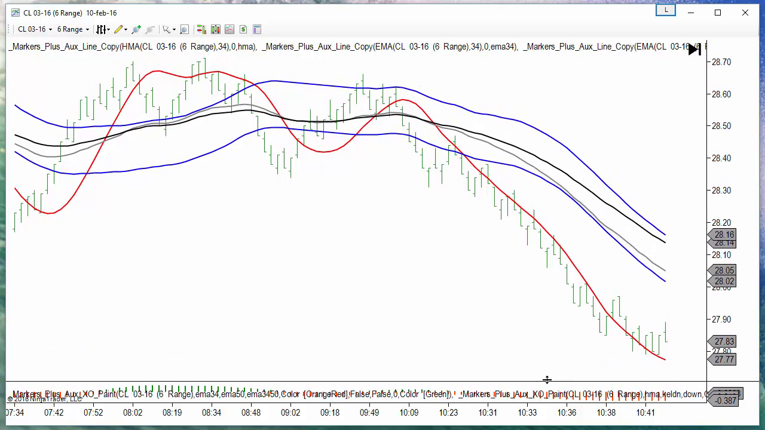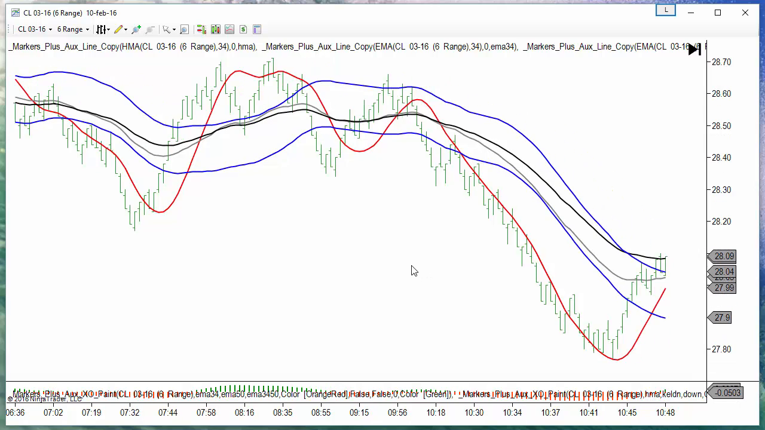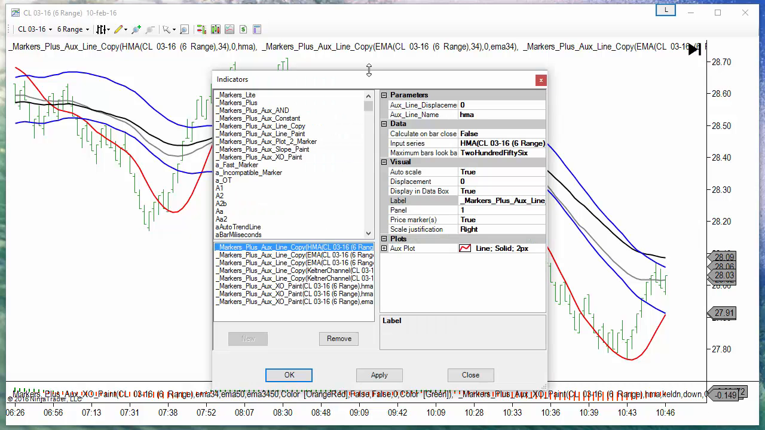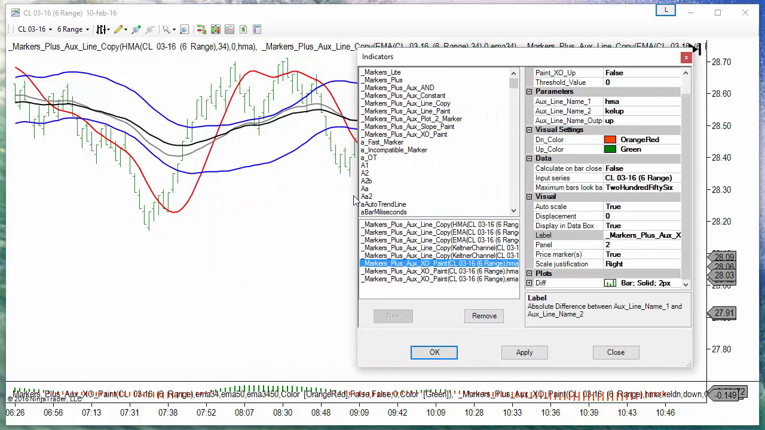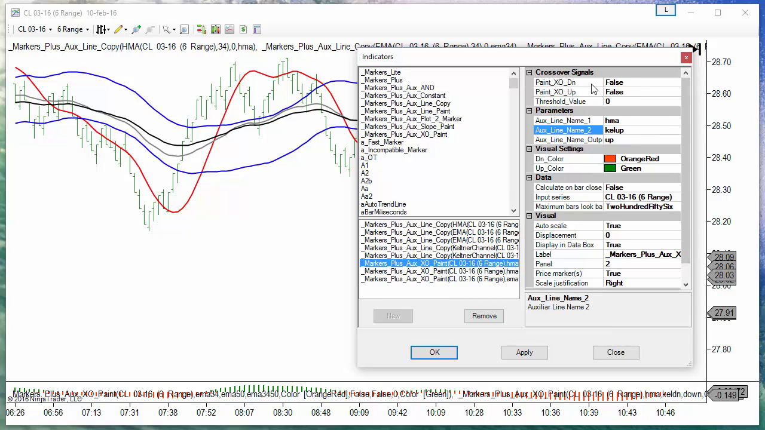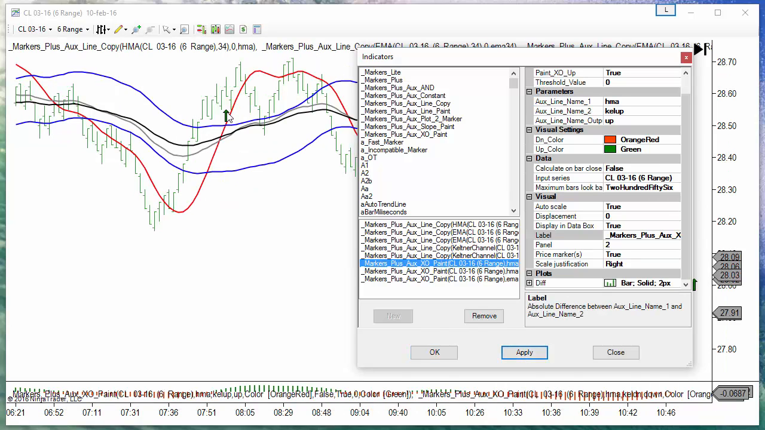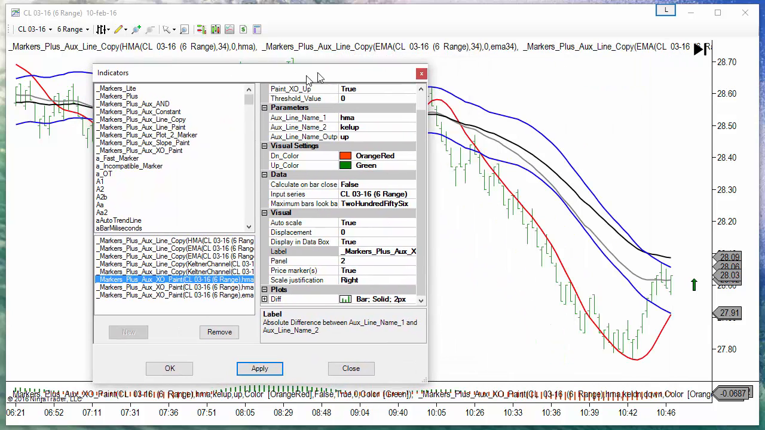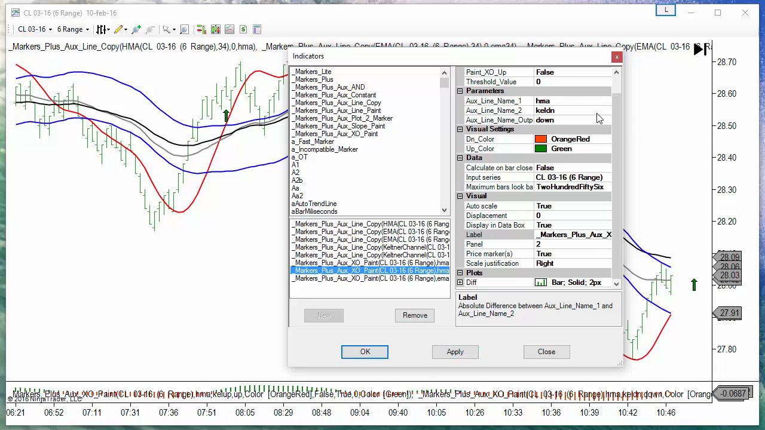Now I am ready to paint the signals. Just to have an idea, I can allow these crossovers. For example, the crossover of the red line over the upper blue, HMA and Keltner up. I can allow to paint up crossovers, so we have the long signals. And the same for the other, the HMA crossing down the Keltner down.